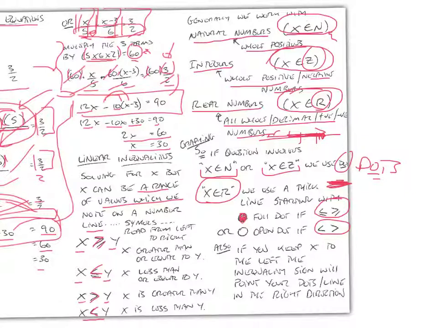I always like to keep x to the left in the problem because at the end of the problem, whichever way the inequality sign is pointing, that's the way we're going to mark our number line. That should become clear as well. It points your dots or lines in the right direction if you keep x to the left of the inequality sign. We're going to work with these now in the video Algebra 3.